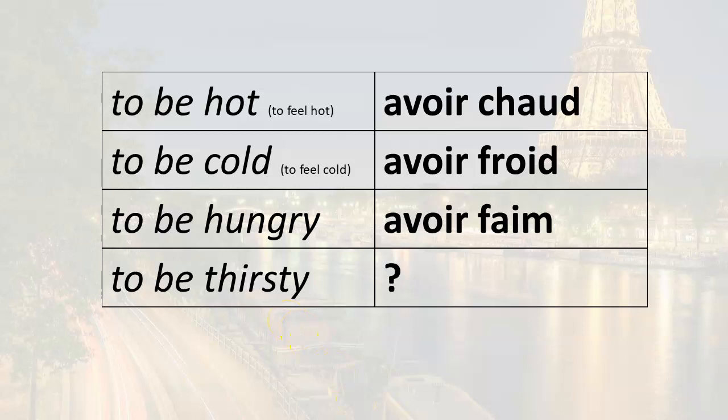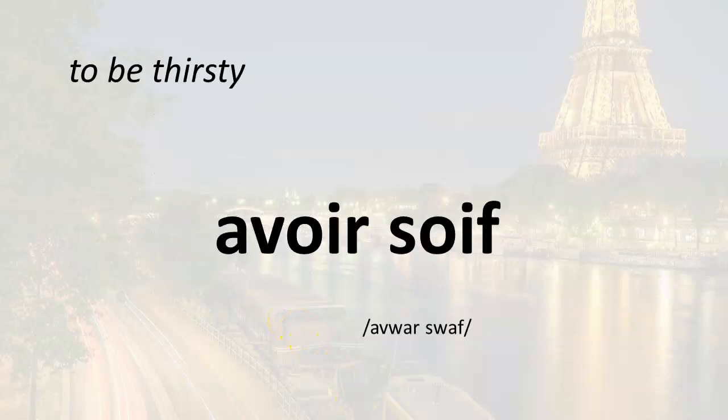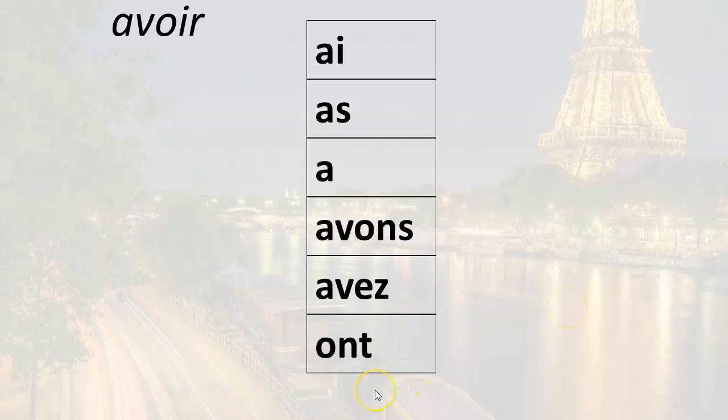So how do you say to be thirsty in French? It's the expression avoir soif. Notice the pronunciation, soif. Avoir soif. Remember that you need to know how to conjugate avoir in the present tense to be able to use avoir expressions in the present tense.